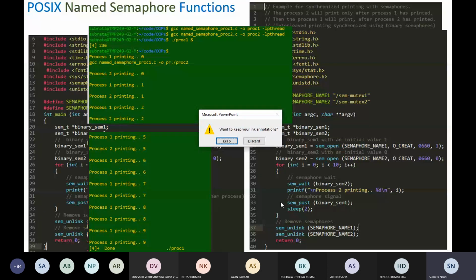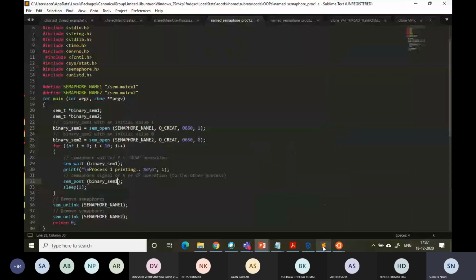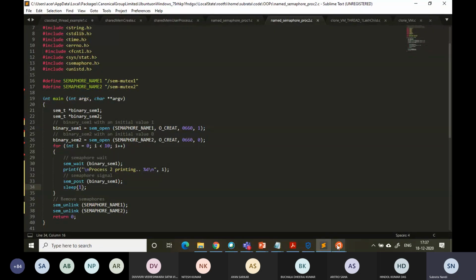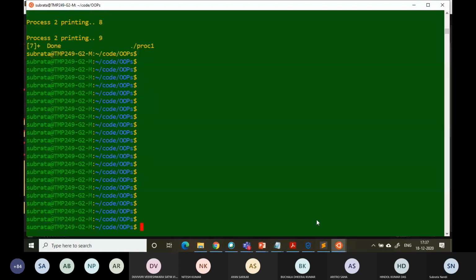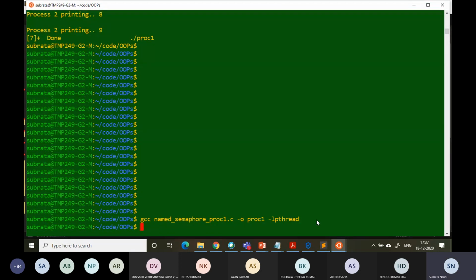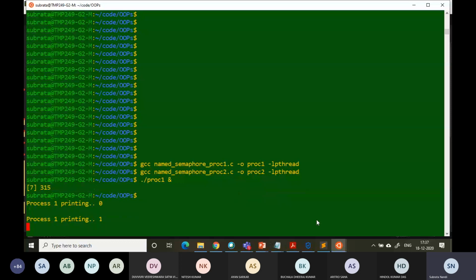So if I look into the execution, now let me execute the code. This is process 1 and this is process 2. If we execute it, the process 1 gets compiled. Its name will be proc1, and process 2, its name will be proc2. So if we execute process 1.